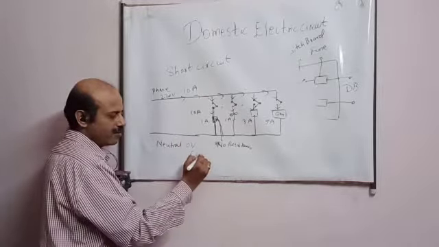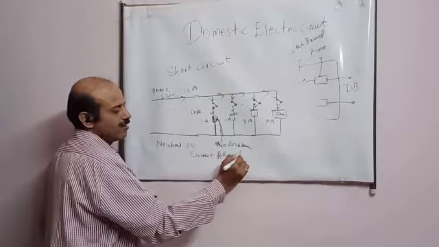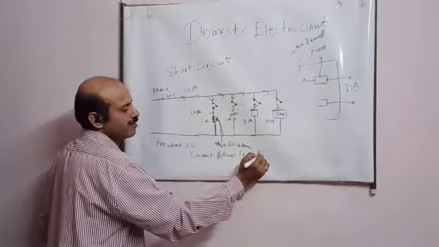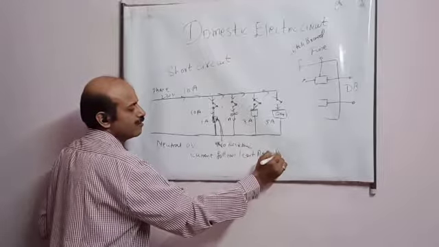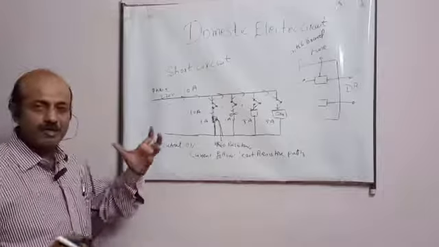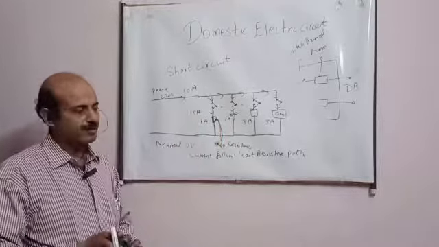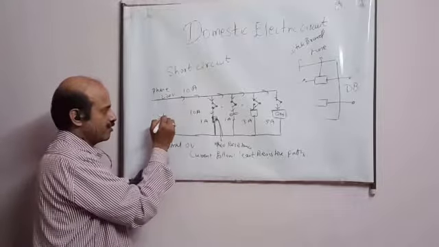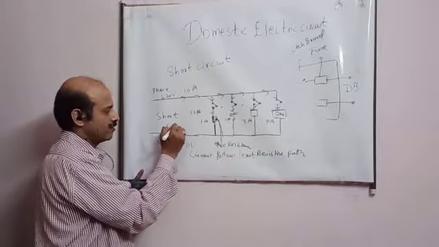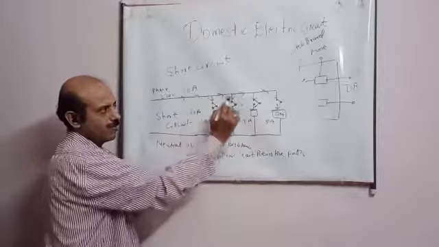Because current follows the least resistive path. And this is a very high current. This may generate fire also, student. This is short circuit, student. It means the current path becomes short. Previously it was flowing through a long path.